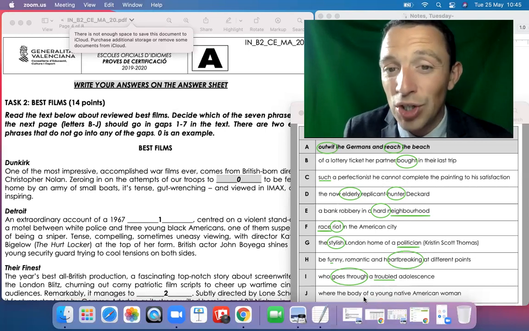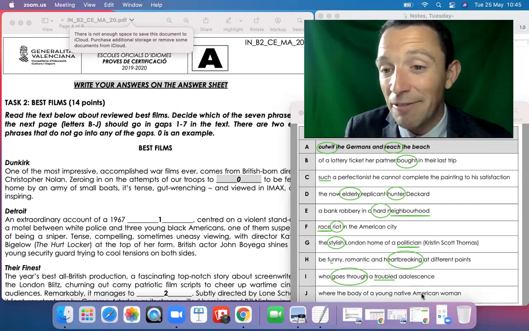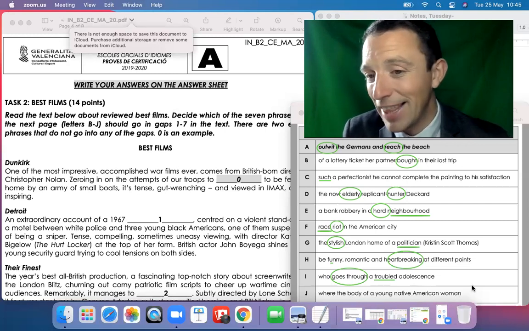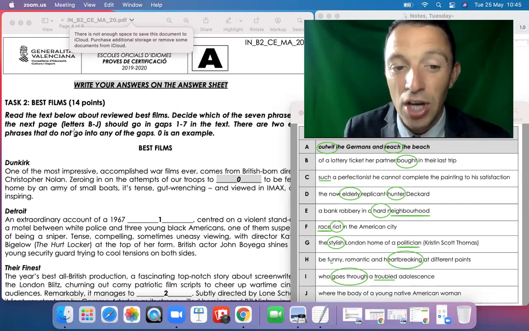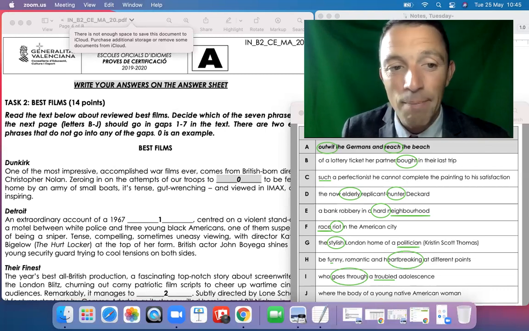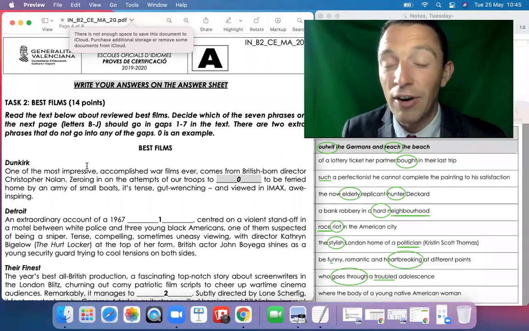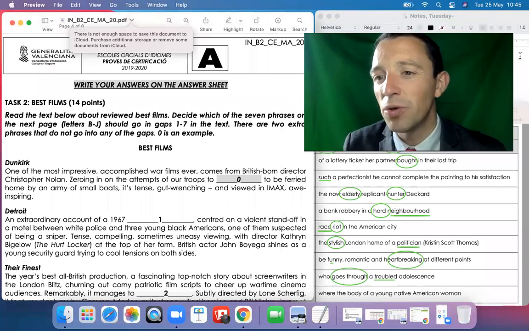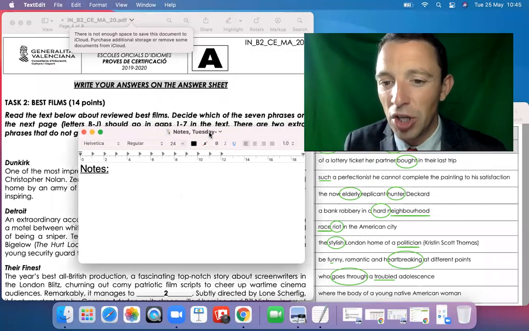And again, option J, where the body of a young Native American woman. Okay, and I think that's the end of the options. So if we look at maybe the first paragraph in relation to Dunkirk, okay, and also here I have my notes. So I will show you some of the notes in relation to the text.